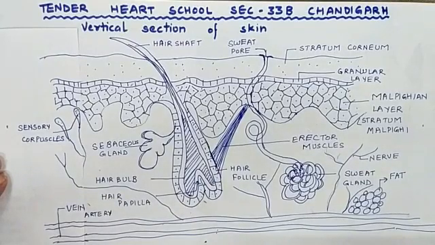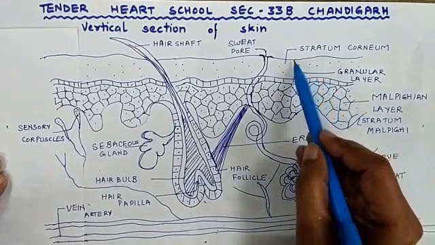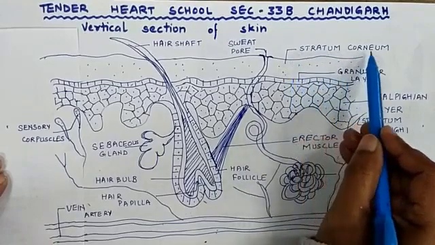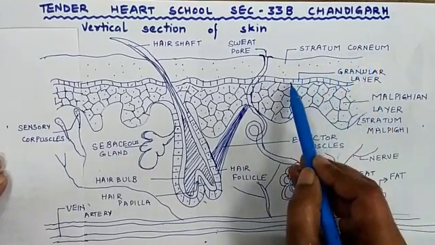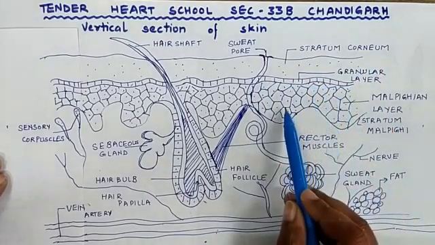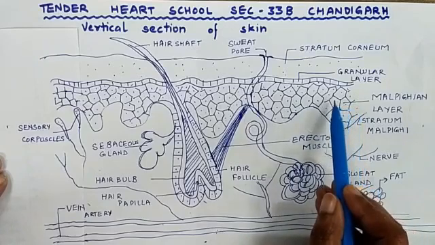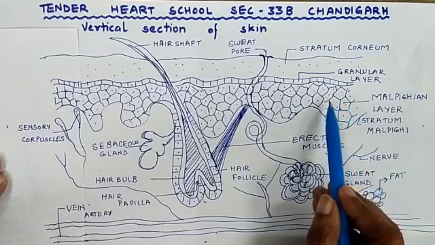Let us just revise it. We have learned that the skin is having two layers. Outer layer is the epidermis and inner layer is the dermis. The epidermis is further made up of three layers. Outermost layer of epidermis is stratum corneum. Middle layer, which is a very thin layer, is granular layer. And the innermost layer of epidermis is Malpighian layer. In the Malpighian layer, the cells are living and dividing and giving rise to new cells.